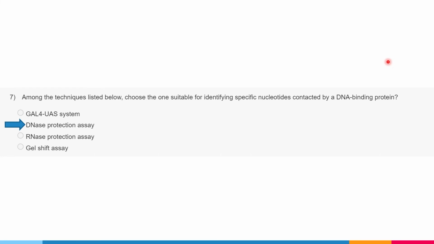So among the techniques listed below, choose one identifying specific nucleotides contacted by a DNA binding protein. The answer is DNase protection assay or DNA footprinting, whatever. The names are different, but the technique they are referring to is the same. The Gal4 UAS system is essentially a conditional knockout system that uses enhancers. This was a bit different from the one that we are looking at. Okay.